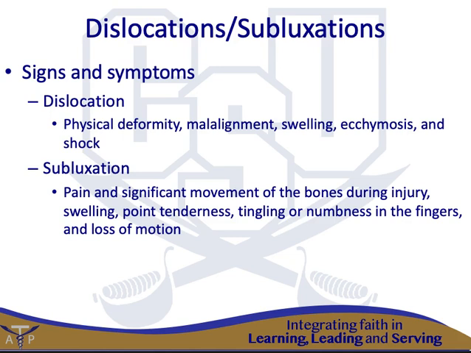The athlete can also complain of severe pain, inability to move the arm, point tenderness, loss of feeling into the hand due to trauma of the brachial plexus, as well as malalignment, swelling, and ecchymosis. Sometimes the individual may also go into shock with dislocations. Subluxations are very similar, but remember there is no obvious deformity because it spontaneously goes back into place.